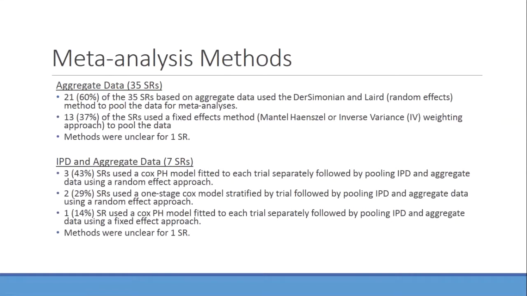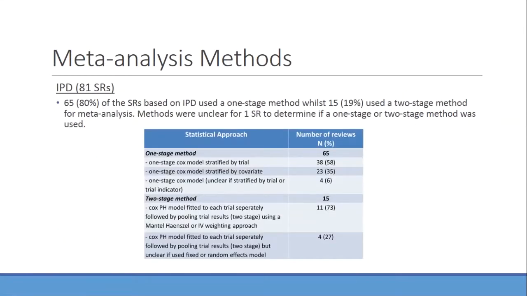For 29% of systematic reviews, they used a one-stage Cox model, which is stratified by trial, and then again they pooled the IPD and aggregate data using a random effects approach. And for one of the systematic reviews, they used a Cox proportional hazards model fitted to each trial separately for the IPD study, and then they pooled the data together using a fixed effects approach. And again, the results were a bit unclear for one of the systematic reviews.